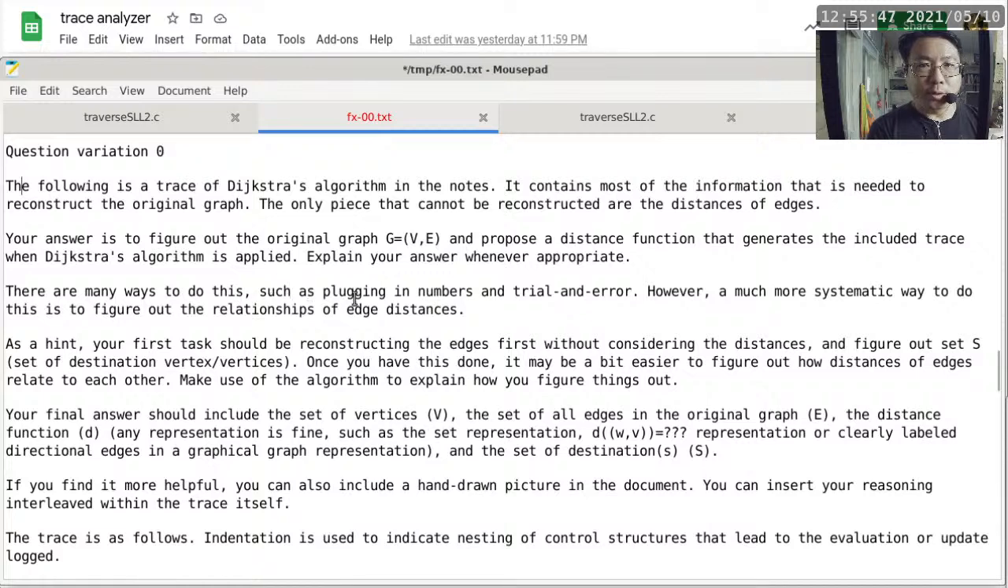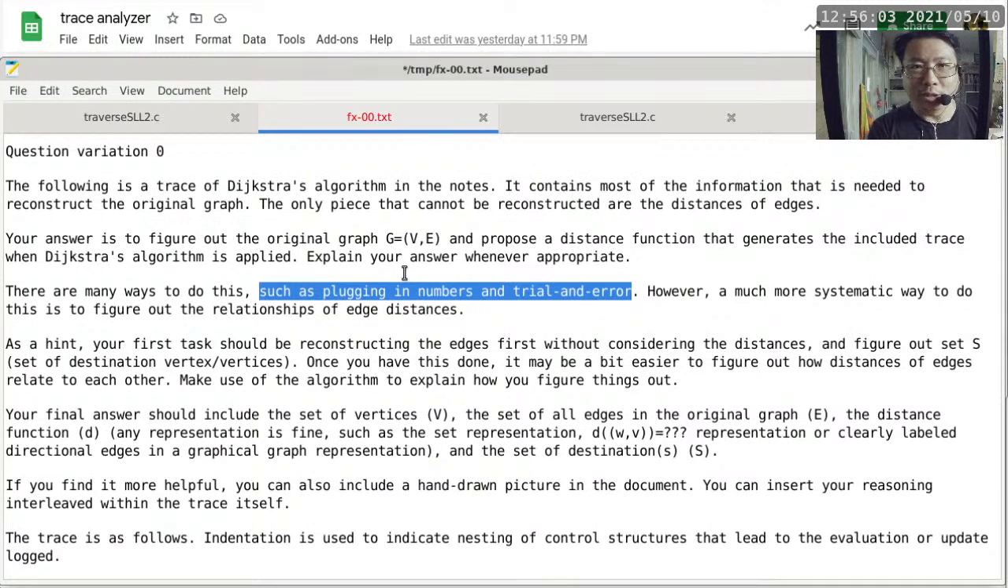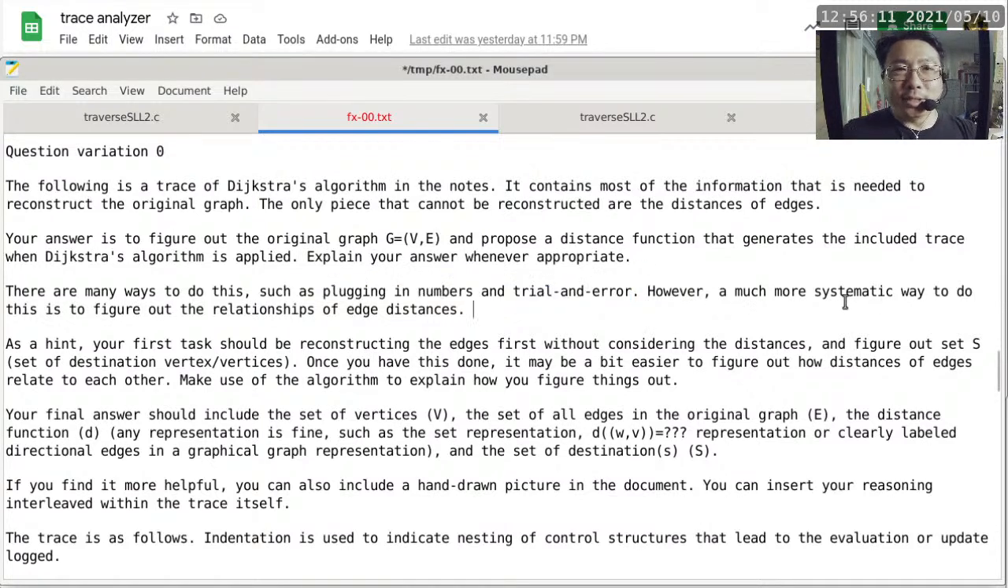There are many ways to do this, such as plugging in numbers and trial and error. This approach is going to work really well if you are a non-deterministic polynomial time capable machine. But generally speaking, it does not work very well. However, a more systematic and realistic way is to figure out the relationships of edge distances. In other words, we want to figure out which edge is more than which edge, or the sum of which edges are more than which other edges.